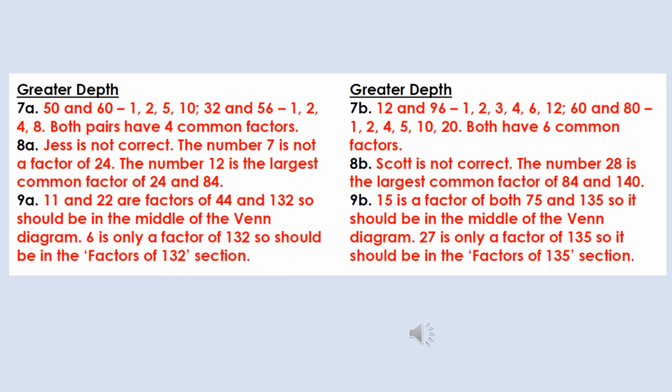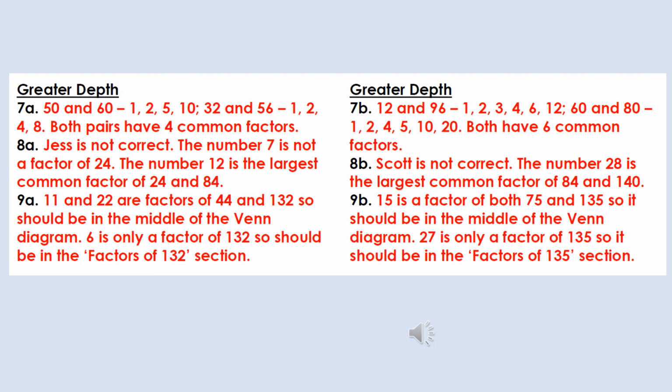Okay, there's a lot of information on one page here, so I'll talk you through it. For 7a, 50 and 60 share the factors 1, 2, 5 and 10, and 32 and 56 share 1, 2, 4 and 8. For 7b, 12 and 96 share 1, 2, 3, 4, 6 and 12, and 60 and 80 share 1, 2, 4, 5, 10 and 20. For 8a, Jess is incorrect. Read the explanation here. Hopefully yours looks something like it. 8b, Scott is incorrect as well.